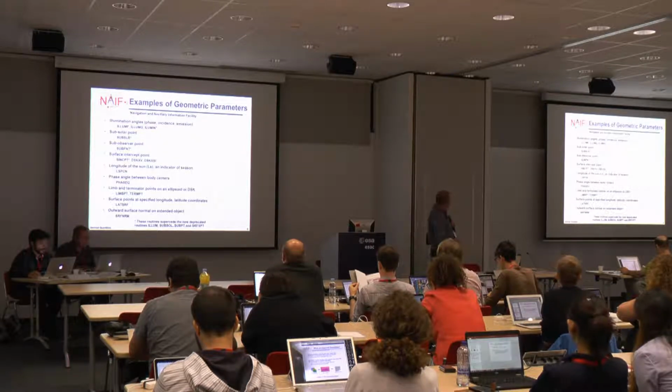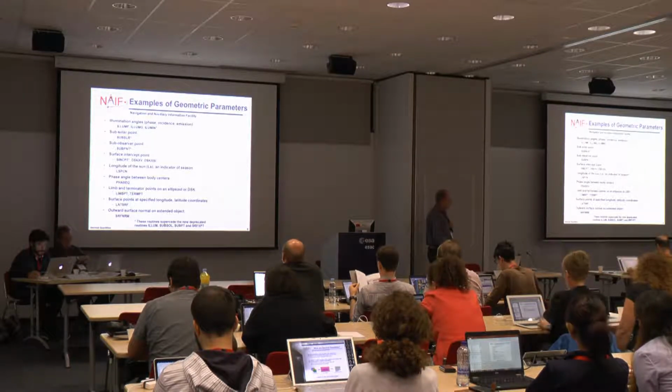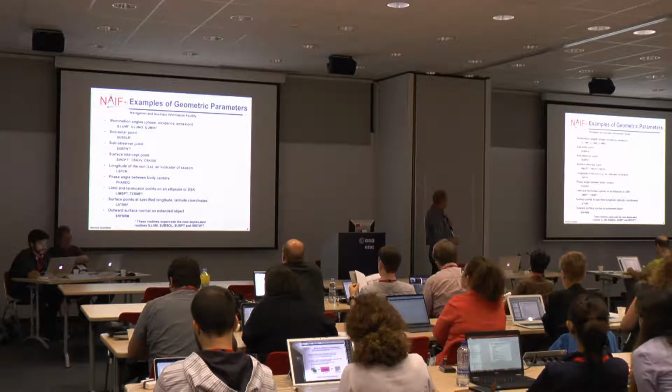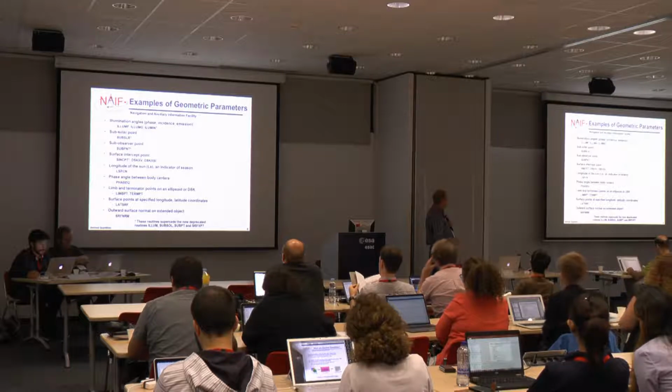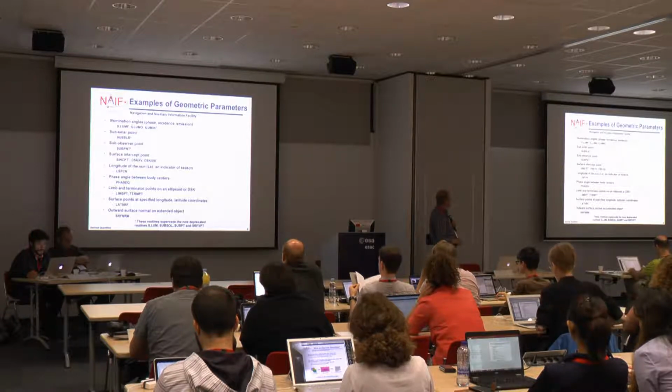So let's first look at some examples of geometric parameters. We have a few routines that compute illumination angles, phase, incidence, and emission, that are important in processing of all kinds of remote sensing data. These routines all begin with illum for illumination, and they have a letter at the end indicating the kind of illumination computation that is done.